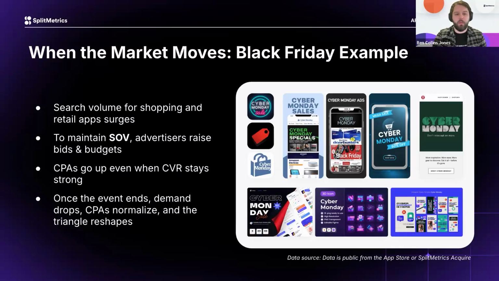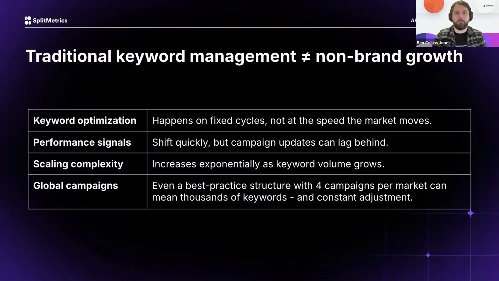So let's talk about what you used to do. Traditional keyword management versus non-brand growth. It was reactive, not real time. Traditional keyword management isn't built for the pace of having to work with non-brand. It runs on cycles, weekly or daily adjustments, and the market is moving in real time. What is appropriate at 9 a.m. may not be appropriate for 6 p.m. And the market is moving very, very quickly, and you need to obviously adapt and respond accordingly. As keyword volume grows, the gap between what's happening and what's being acted upon gets wider.